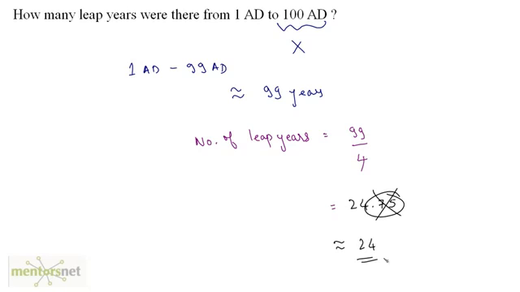Now many people mistakenly give the number as 25 leap years because they just divide 100 by 4 and they get 25. But that is not the case. We have the number of leap years as 24, and the reason is that 100 AD is not a leap year, and before that we have 24 leap years. Okay, so this is the correct answer.